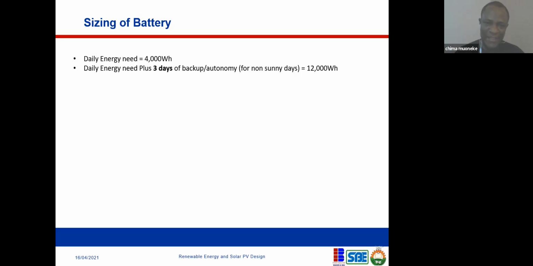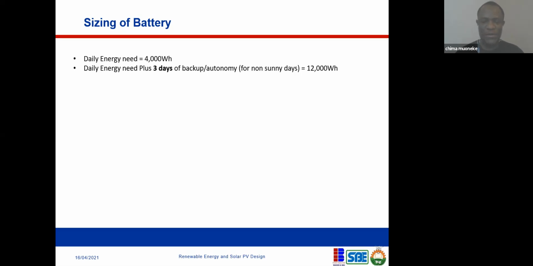So your daily energy need plus 3 days of backup autonomy for non-sunny days. If you do that, you multiply your energy need by 3, so you're going to have 12,000 watt hour. If you want a backup that can withstand 3 days of no sunshine, then you have to be designing for 12,000 watt hour. That's what days of autonomy is. It can be 1 day, 2 days, it can be 10 days, depending on what the clients want.